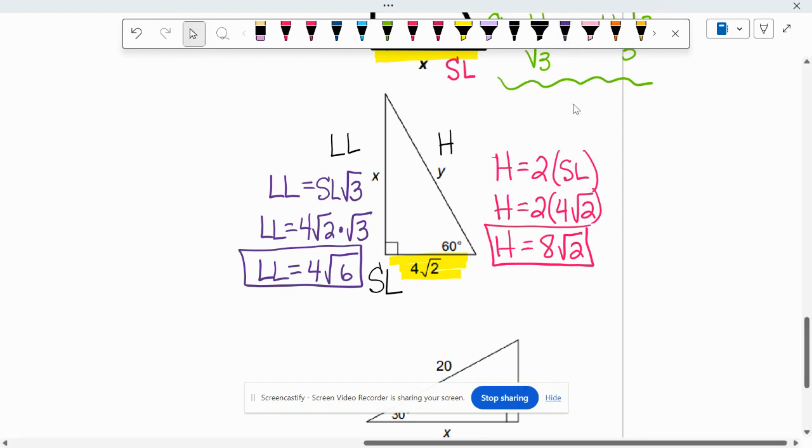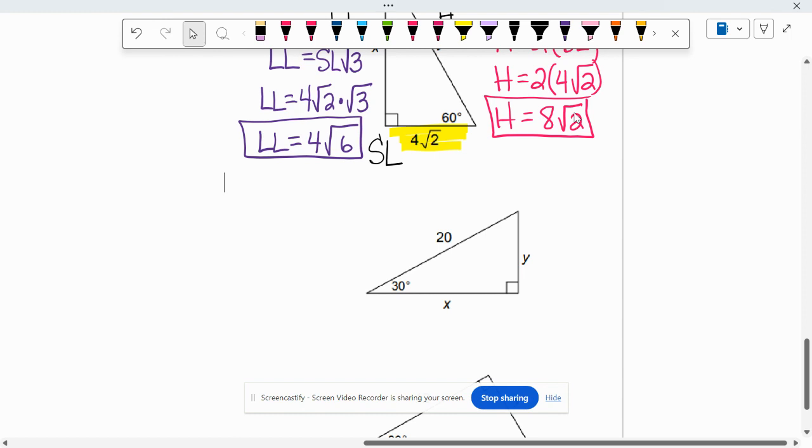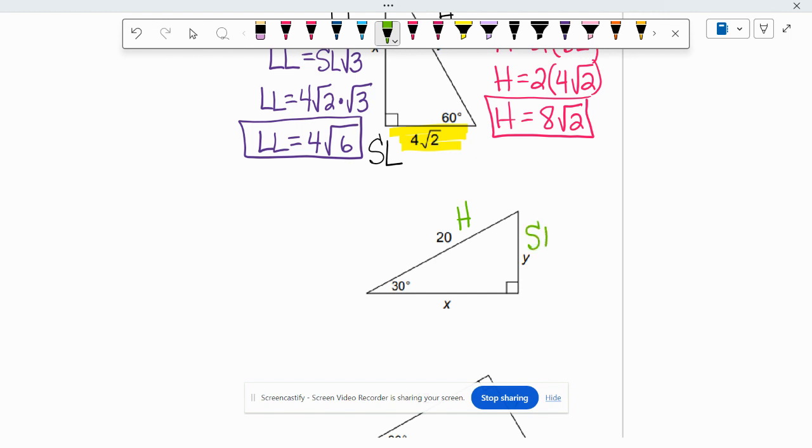But when I look at this next example, I'm not given the short leg. Instead, I'm given the hypotenuse. So I'm going to label hypotenuse, short leg, and long leg. I want to find the short leg, so I want to use one of the equations that starts off with SL equals something. I only know the hypotenuse, so what equation am I using? SL equals hypotenuse divided by 2. That means that my short leg equals 20 divided by 2. So what is the measure of my short leg? It's 10.